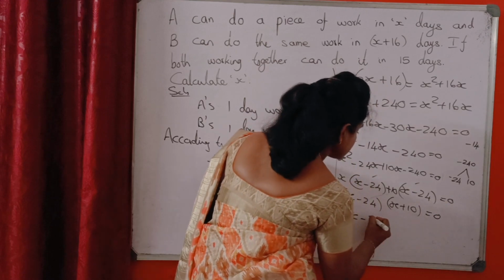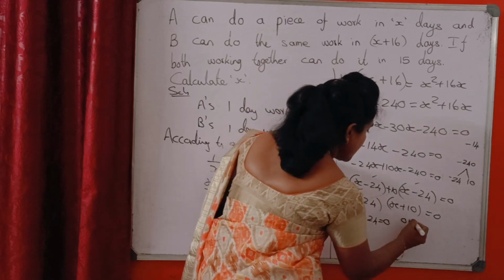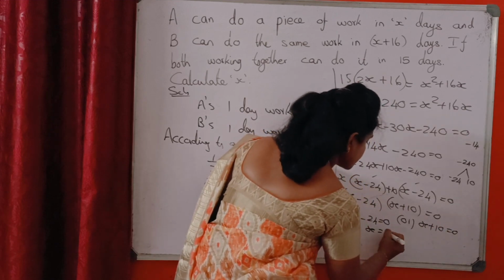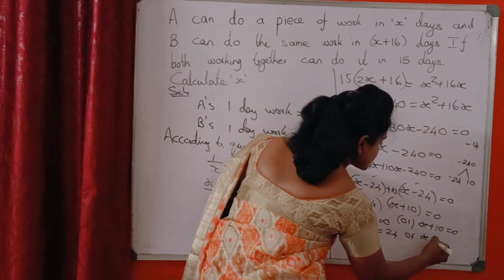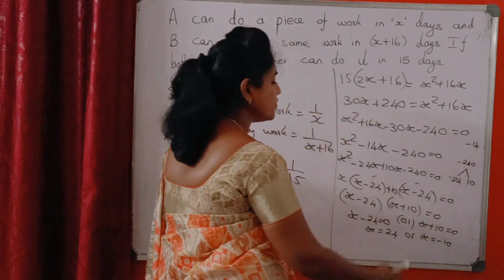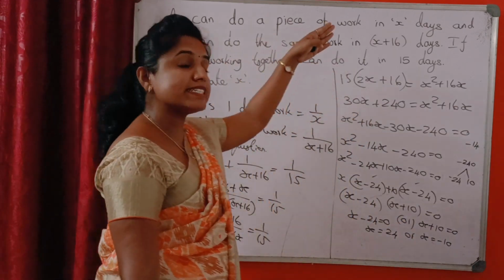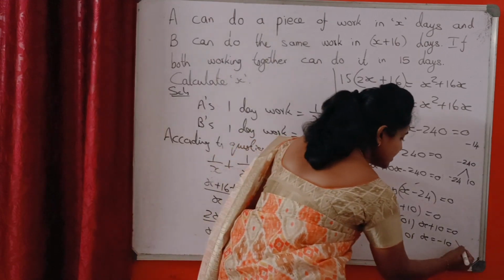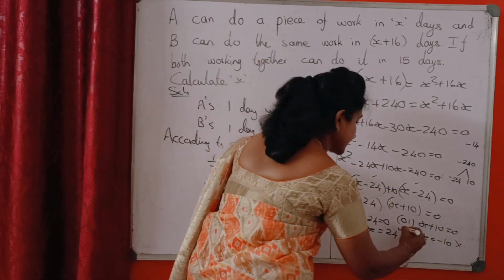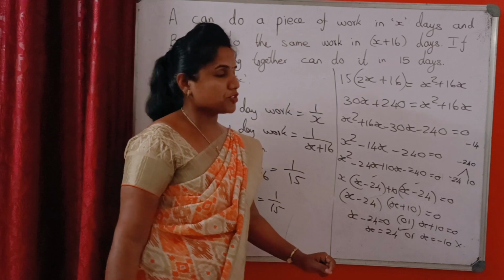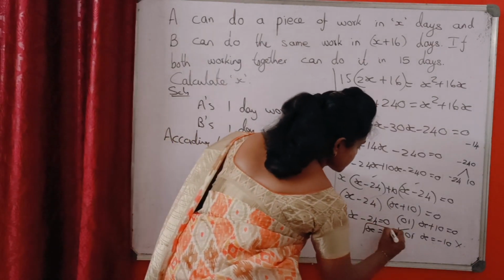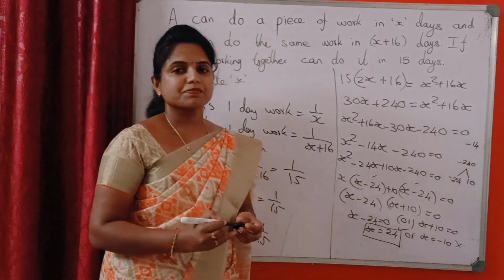So X minus 24 equals 0 or X plus 10 equals 0. I will get X equals plus 24 or X equals minus 10. I got the two values. What is X? X is days. Days cannot be a negative value. Therefore, we should not take the negative value. We have to take the positive value, 24. Therefore, X equals 24. Thank you.